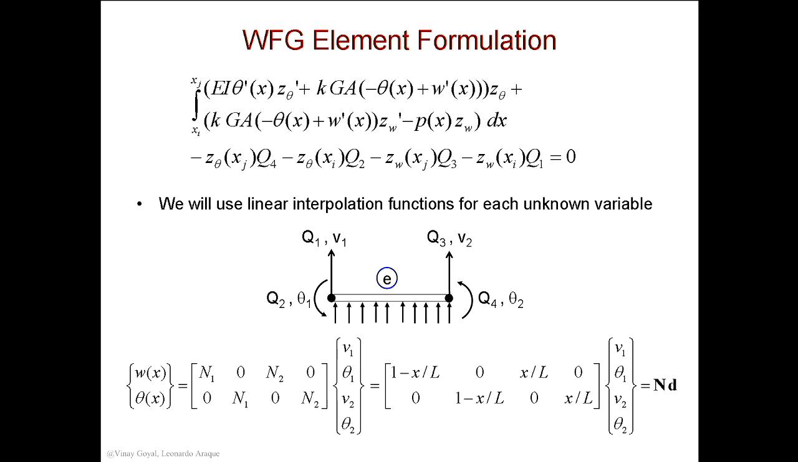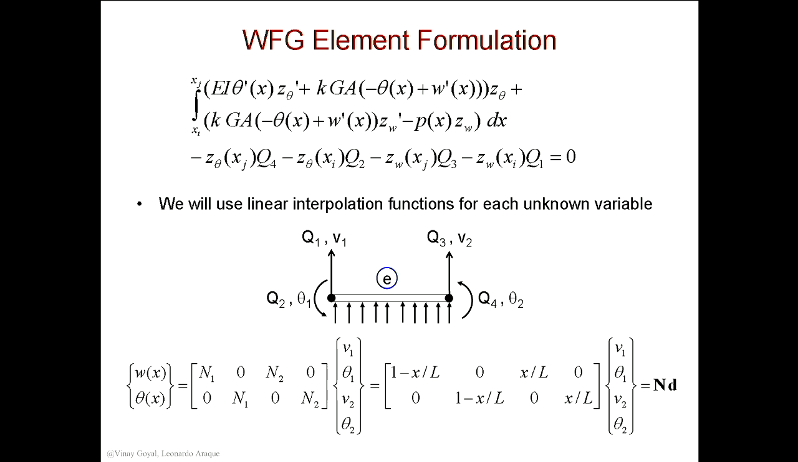But here, theta and W are independent from each other. So I can use a linear function for W and a linear function for theta. We already know how to do this. So we'll use a shape function matrix here, very quick. V1, theta 1, V2, theta 2, two degrees of freedom per node. I'll use V1 for transverse deflections, and theta 1 for rotations at one node, and the other node as well, V2 and theta 2. If I multiply this shape function matrix times V1, theta 1, V2, theta 2, you should get W and theta. You should retrieve that back.